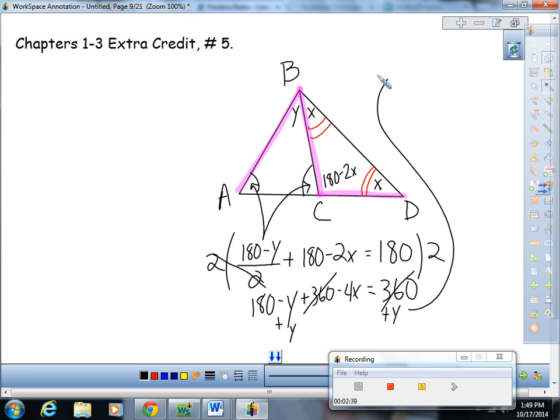I'll rewrite this up here. And that leaves me with y equals, let's see, this y is now gone. Our 360s are gone. 180 minus 4x. Boom!